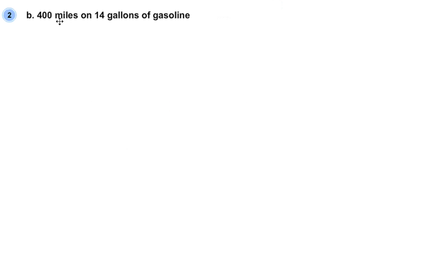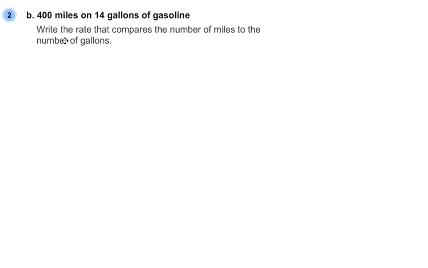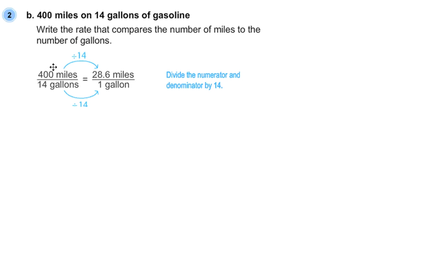Example B is 400 miles on 14 gallons of gasoline. So what we're looking for is just 1 gallon of gasoline, so the gallons are going to go on the denominator. We're going to write the rate that compares the number of miles to the number of gallons. So 400 miles over 14 gallons. We're going to divide the numerator and denominator by 14. And we should get 28.6 miles for 1 gallon. So the car traveled 28.6 miles per gallon of gasoline.